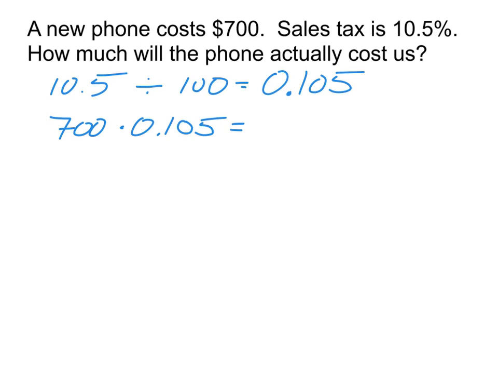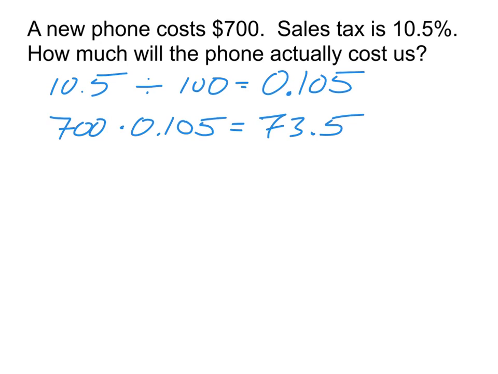When we do that, we get 73.5. That's just punching in the calculator to get that number out. Right, now that I know that, is my answer then 73.50? Nope. Yeah, we still have to add it in, because remember, that's just the amount of the tax.